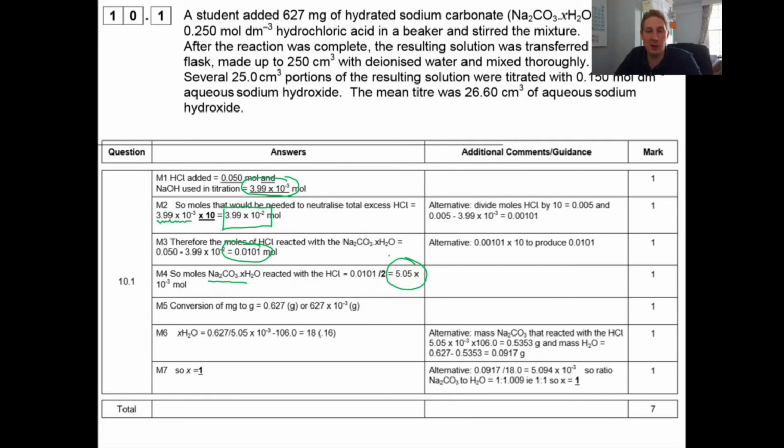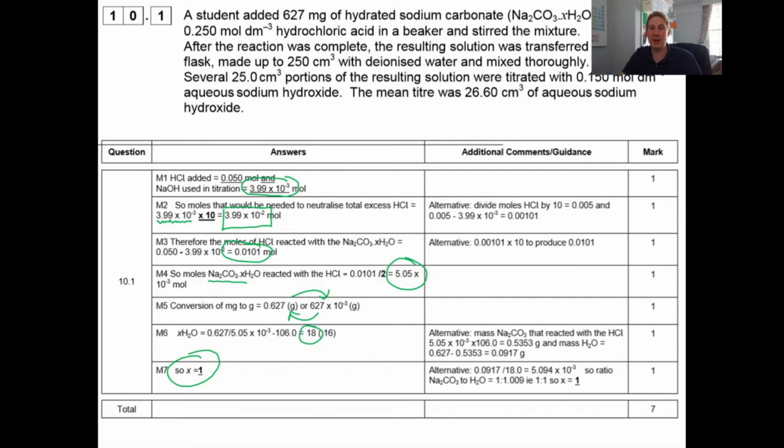The fifth mark here is for doing a conversion of milligrams to grams, and yes, that might seem rather easy, but that's what the fifth mark was for. The sixth mark here was for working out the mass of water in the formula, and finally the seventh mark is for specifically stating that X equals 1.